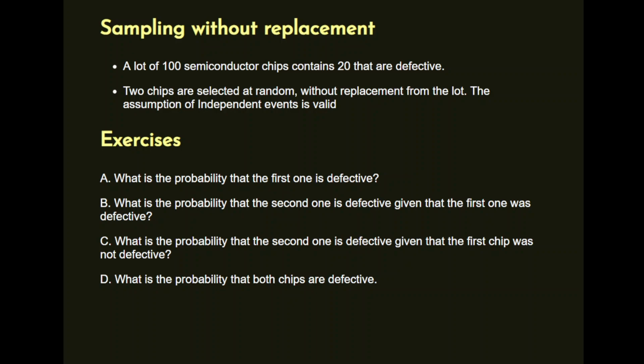Okay, so we have a lot of 100 semiconductor chips that contain 20 defective components, 20 defective chips. Two chips are selected at random without replacement from the lot. The assumption of independent events is valid here. So here's 4 exercises. What is the probability that the first one is defective? What is the probability that the second one is defective given that the first one was defective? What is the probability that the second one is defective given that the first one was not defective? And what is the probability that both chips are defective?